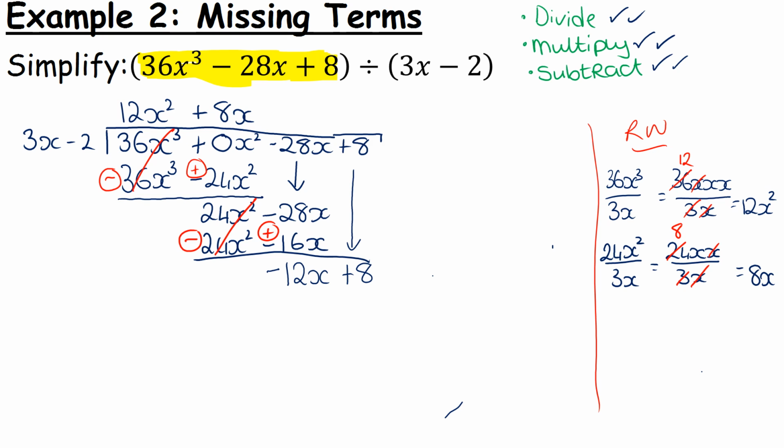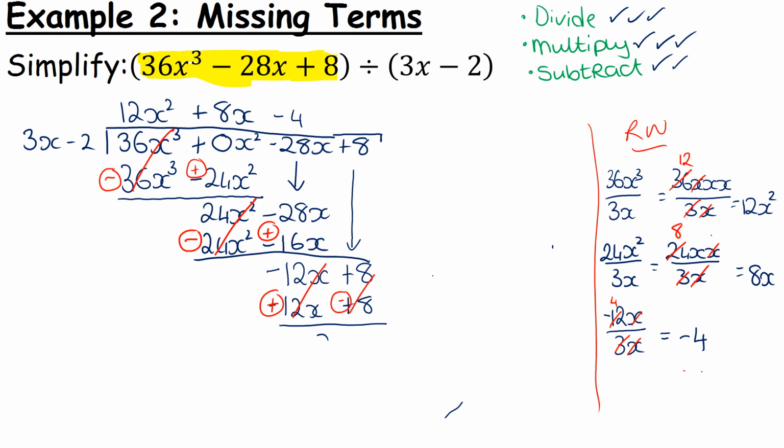So now I go back and do my divide. So I have my minus 12x divided by 3x. The x's cancel, 3 goes into 12 4 times, but be careful, there is a minus in front of that, so I get minus 4. So that's my divide done. Let's do my multiply. So minus 4 by 3x is minus 12x. Minus 4 by minus 2 is plus 8. So there's my multiply done. And the last step then is my subtract. So the minus becomes a plus, and this plus becomes a minus, leaving me with 0, which again, if we remember from the last example, that's my remainder.